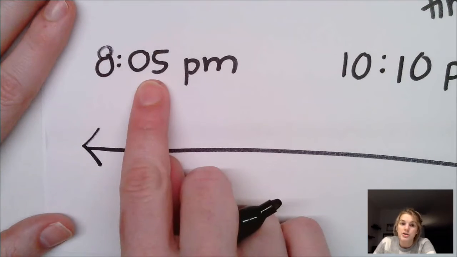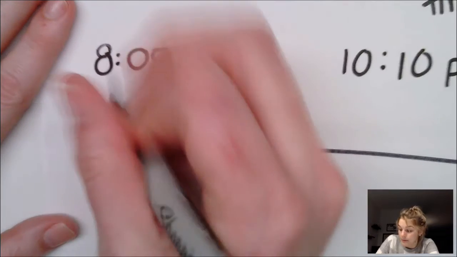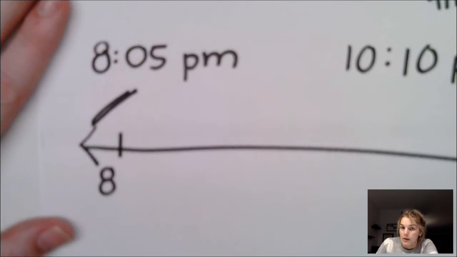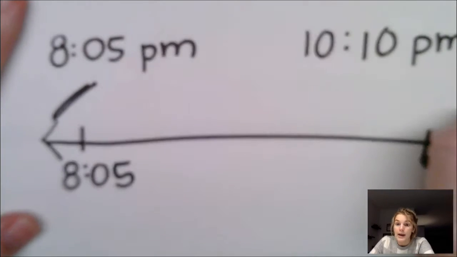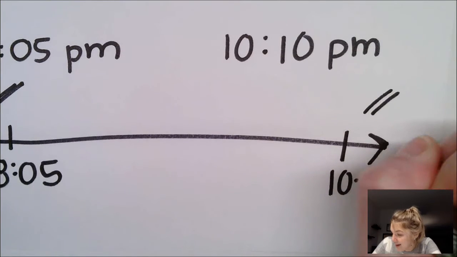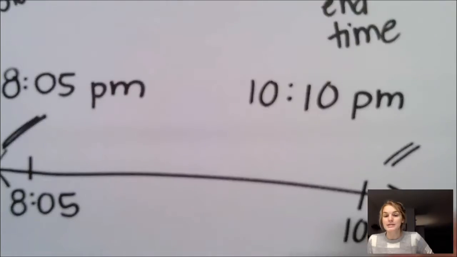So if you want to try to make your own number line, that would be awesome. We know that our start time is 8:05 p.m. So I'm going to mark that right here. That is when we start. Just like in a race, this is our starting point. So it is 8:05. And we know our end time. We have finished the race. We are done at 10:10. So let's figure out how much time has elapsed.